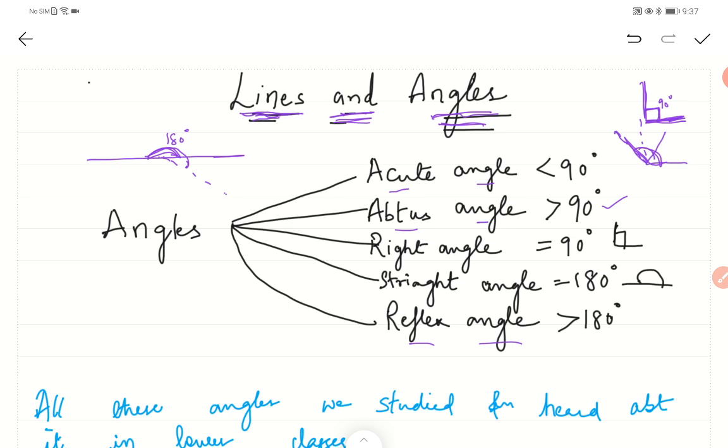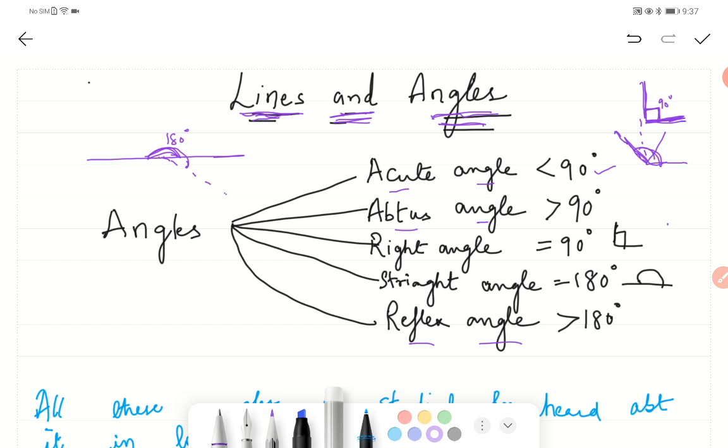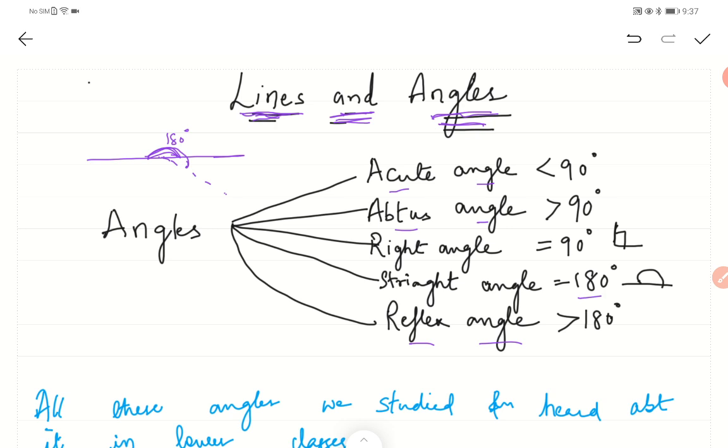So acute angle is what? An angle which is less than 90 degrees, formed by the intersection of two lines. If the angle formed is less than 90 degrees, it is an acute angle. If it is greater than 90 degrees, it is obtuse. Exactly 90, it is a right angle. If it is a straight line, it is what? 180 degrees.